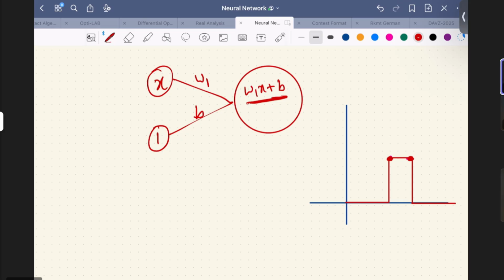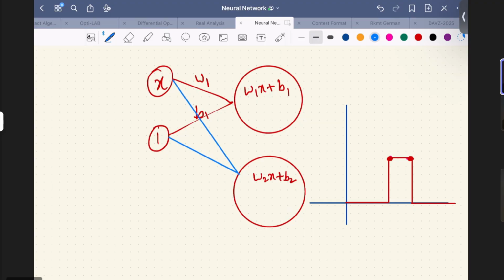It is easy. As you mentioned here, let's take another neuron. This one is W1x plus B1. This one would be W2x plus B2. This one is for W2, this is for B2.